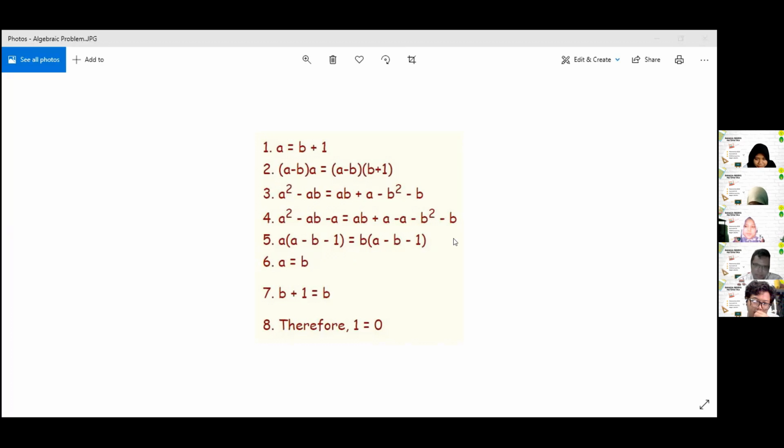I think because number 1 is 0, then the value is 0. You cannot cancel A minus B minus 1. This is wrong in step 5, so the process cannot continue. Thank you, Fahri.